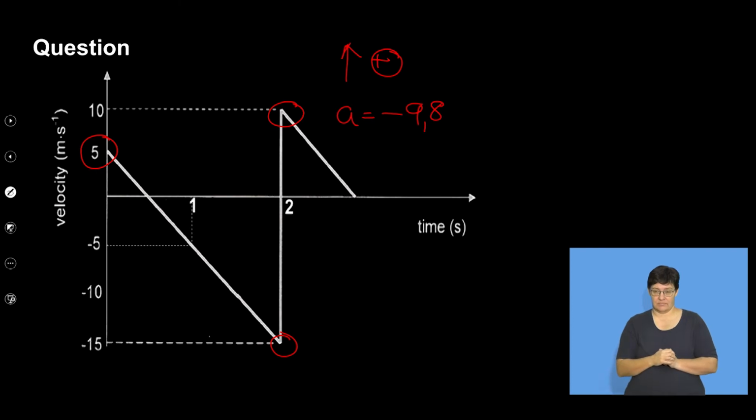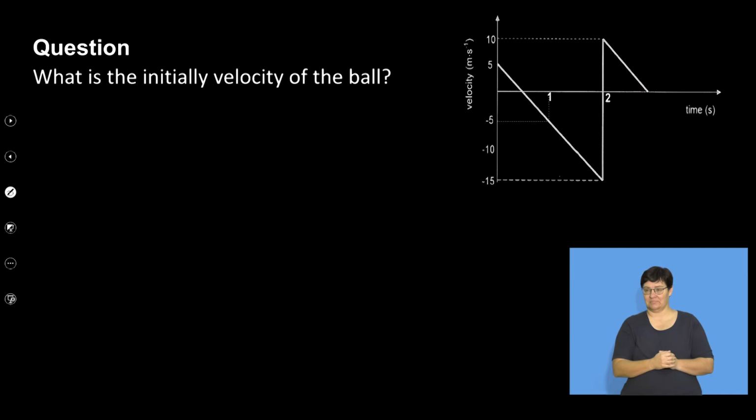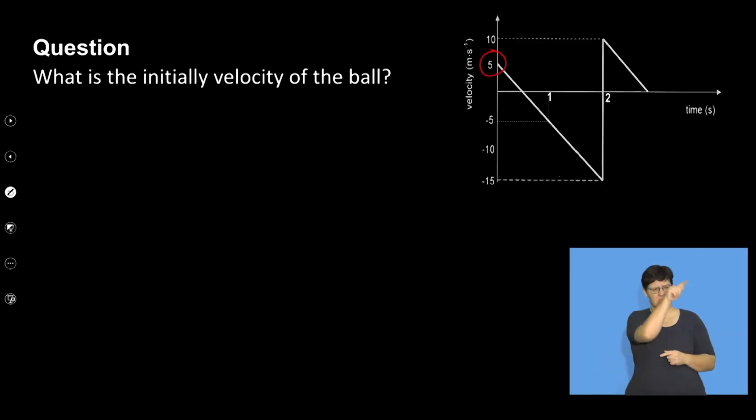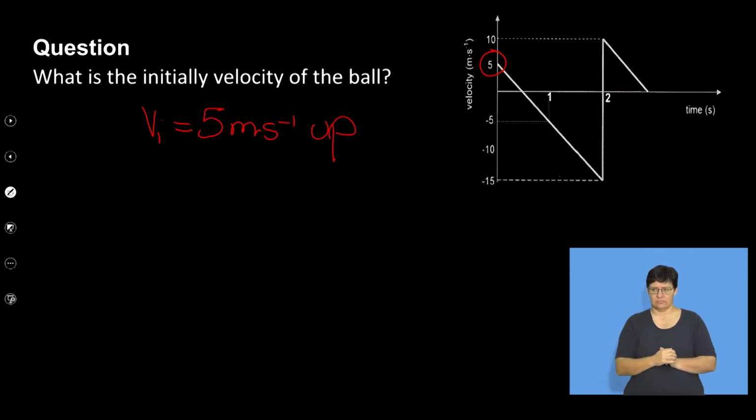But I've done something special with this one. You'll see in a second. So, first question, what is the initial velocity of the ball? Well, that's fairly straightforward. Initial velocity, we just had 5, so we would say, well, the initial velocity is 5 meters per second up. Don't forget the direction.